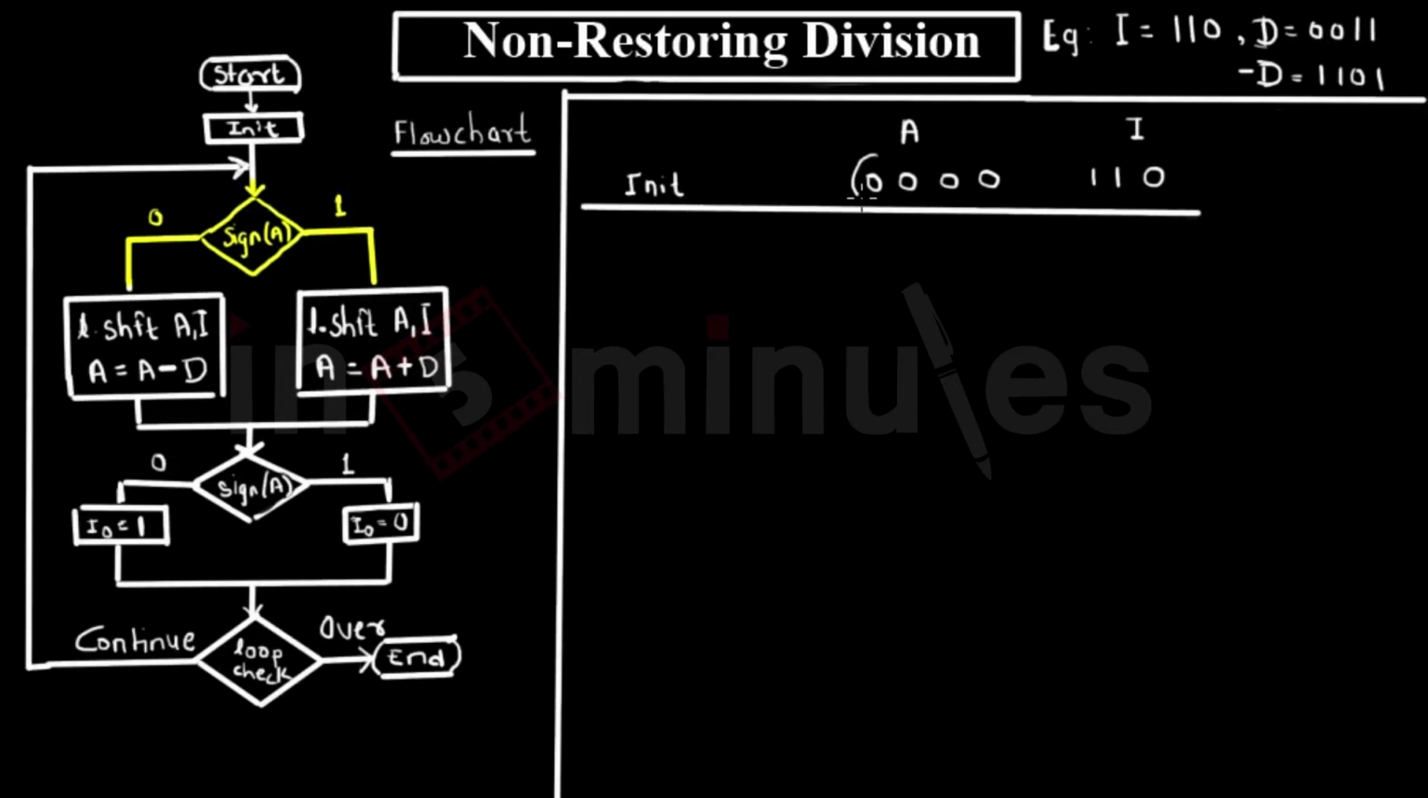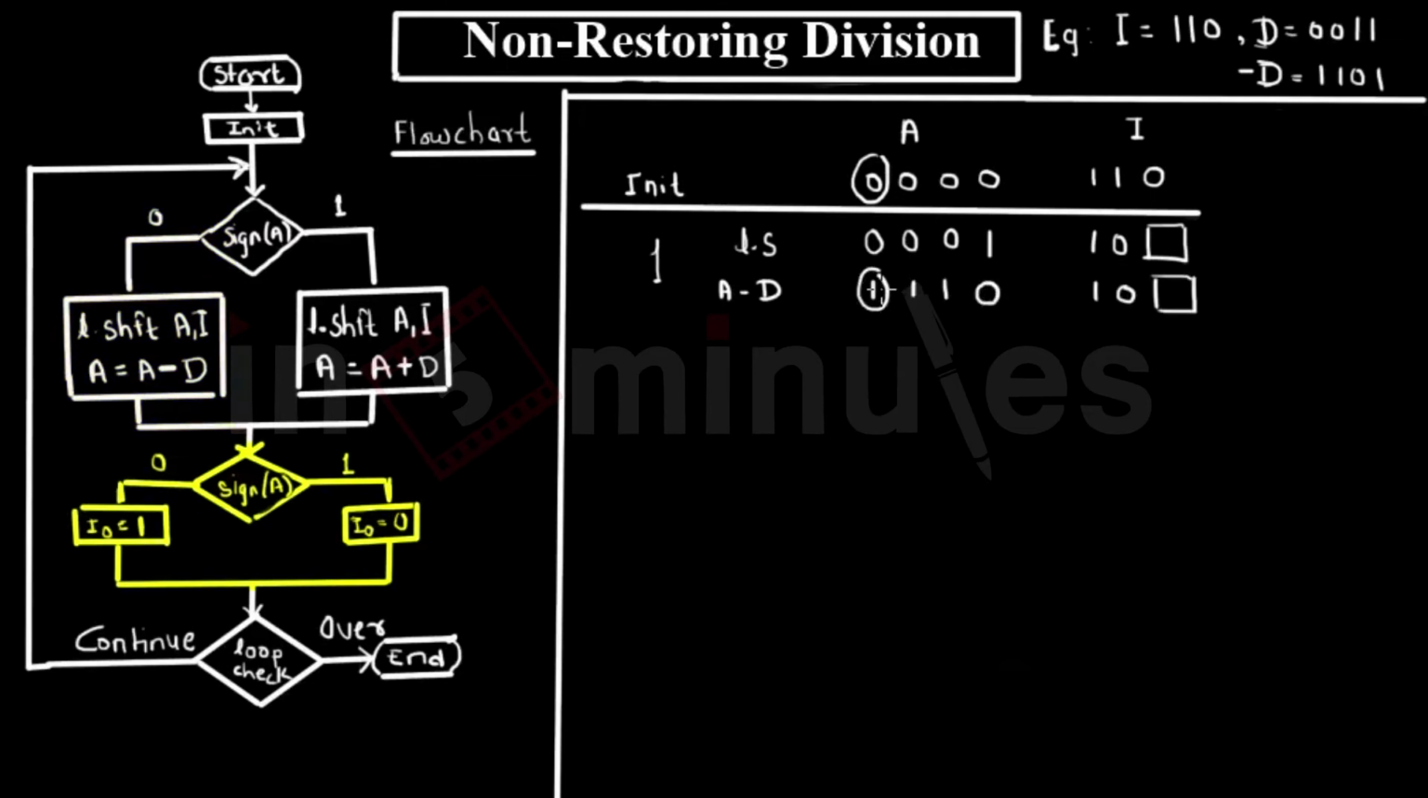Now we check the sign of A for the first iteration. It is 0, so we perform left shift first. 0, 0, 0, 1, 1, 0, unassigned. And since this value is 0, we are going to perform A minus D. And here A minus D gives you 1, 1, 1, 0.